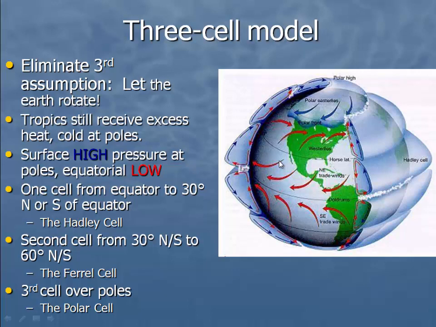Because of the rotation, we break down the first cell from about the equator to 30 degrees north. So we have a cell from the equator to 30 south and a cell from the equator to 30 north. This is known as the Hadley cell. The next cell is from 30 north to 60 north. That is known as the Ferrel cell. And we also have a cell from 60 north to 90 north. That is the polar cell. So we have the Hadley, the Ferrel, and the polar cell. We have a Hadley, Ferrel, and polar cell in each hemisphere. So there are 6 cells total, 3 cells in each hemisphere, and each hemisphere has a Hadley cell, a Ferrel cell, and a polar cell.